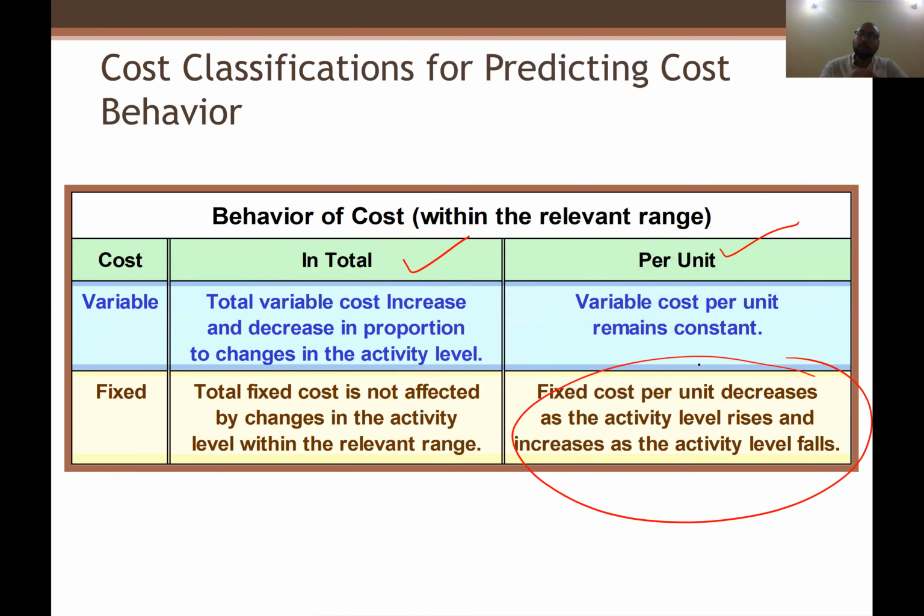Cost per unit doesn't show a constant number. It shows that per unit cost decreases with the increase in level of activity. So vice versa, if activity decreases, the per unit fixed cost starts rising. If activity or quantity increases, the fixed cost per unit starts decreasing, right?